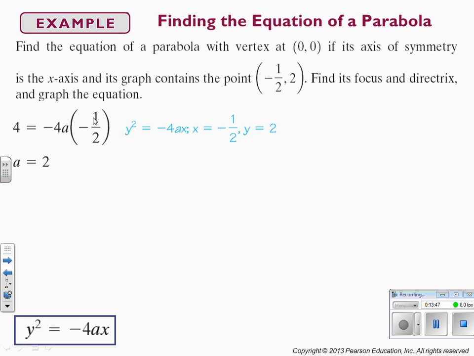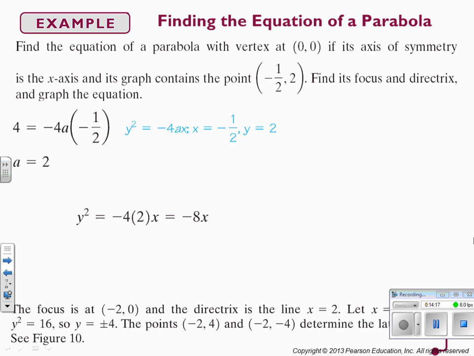Half of 4 is 2, and then negative and negative is a positive, so this would be 4 = 2a. And then you divide both sides by 2, so 4 divided by 2 is 2, so a is equal to 2. We can go ahead and put that in our equation. So our equation is y squared = -8x. Now we have to find the focus and the directrix.